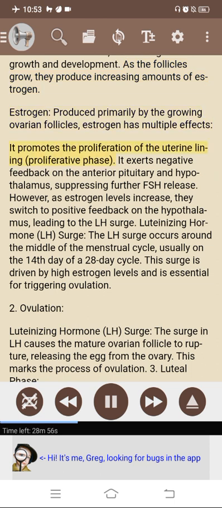Estrogen has multiple effects. It promotes the proliferation of the uterine lining, the proliferative phase. It exerts negative feedback on the anterior pituitary and hypothalamus, suppressing further FSH release.